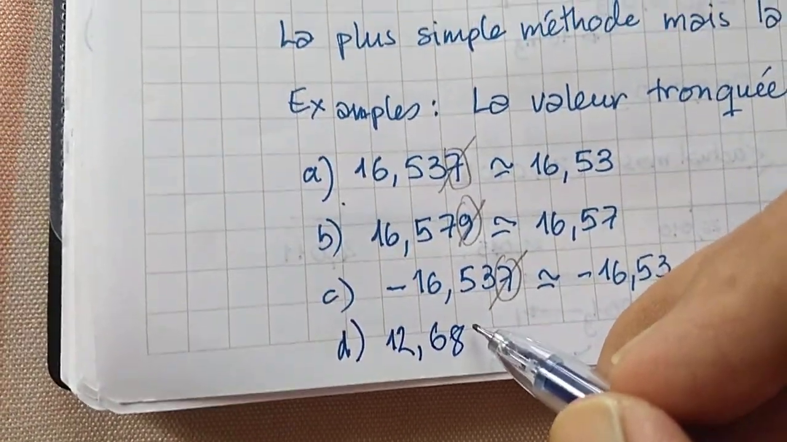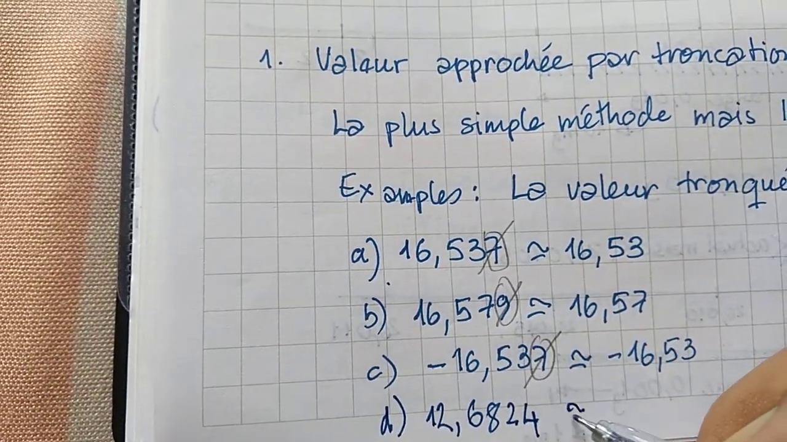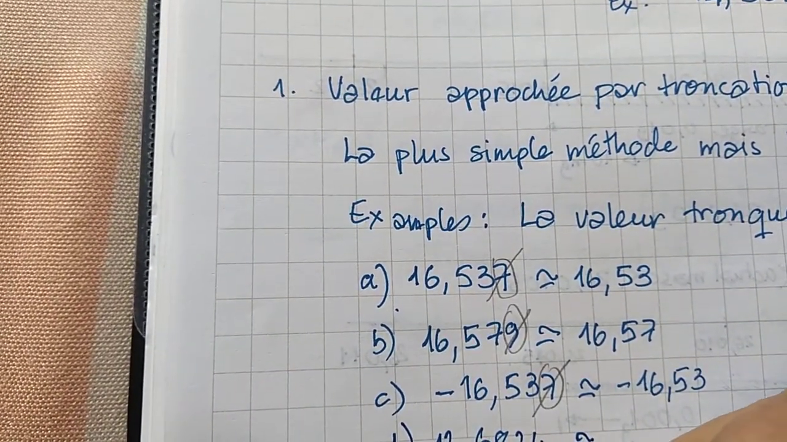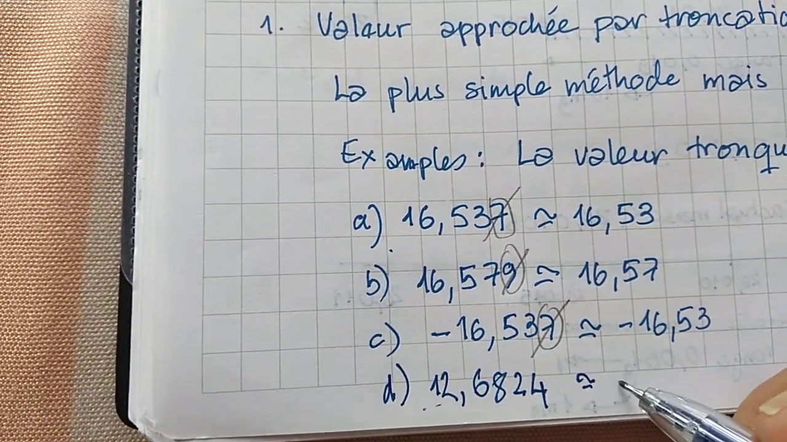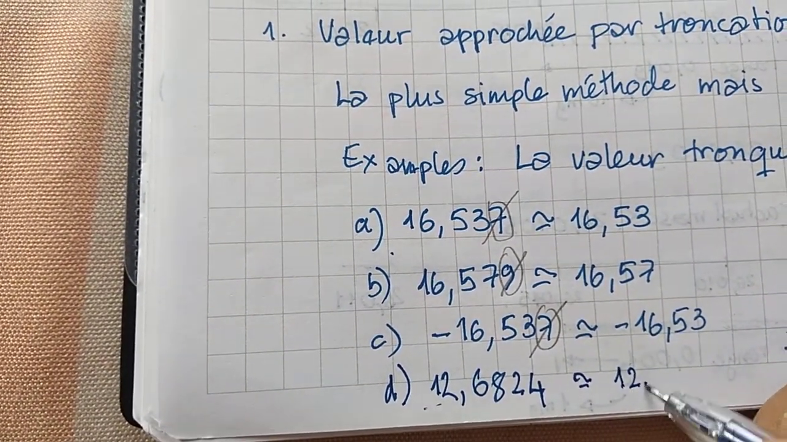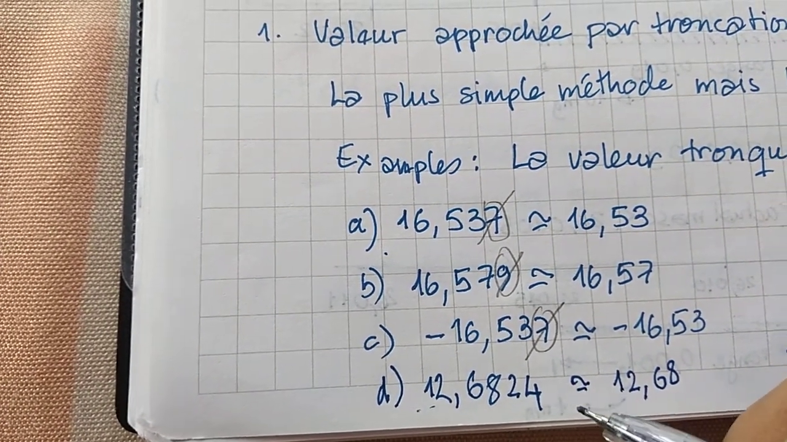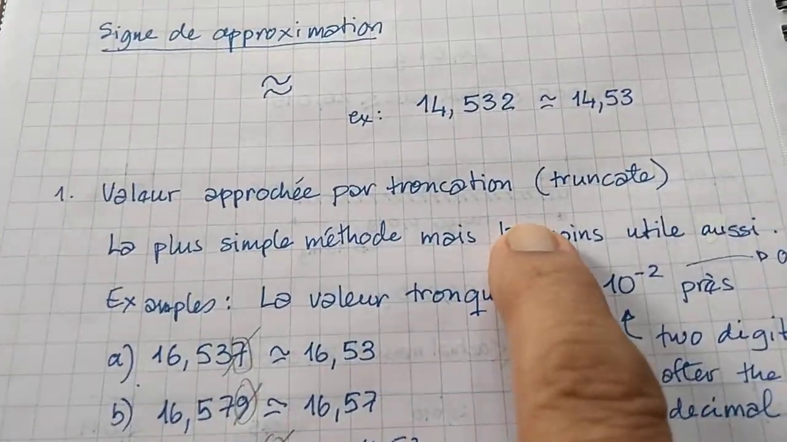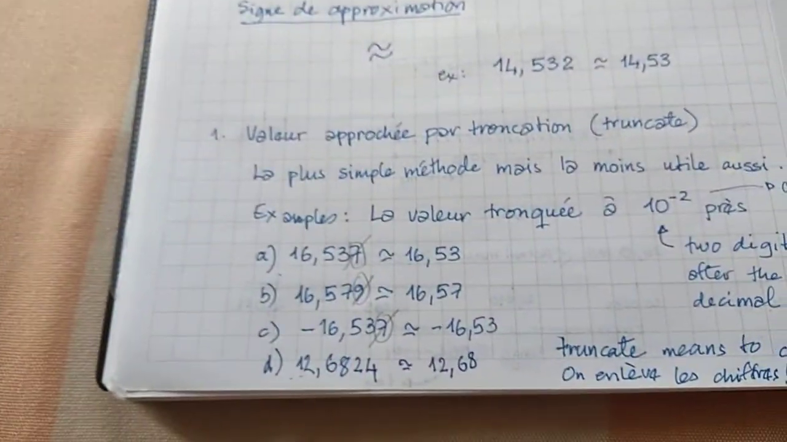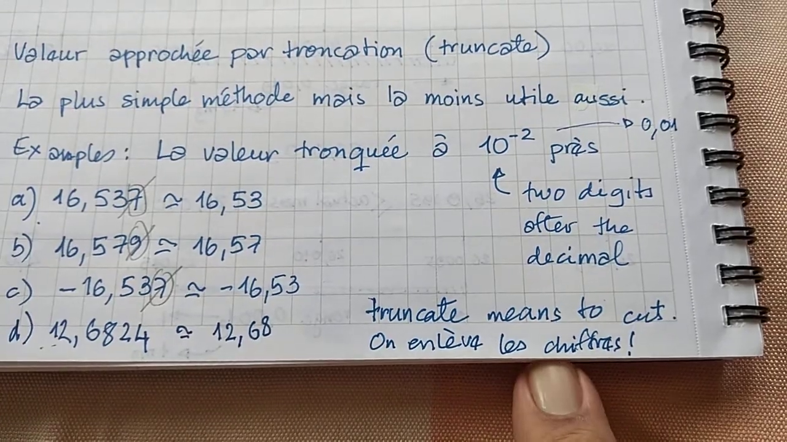What if I had 12.68, see, I cannot write very well while holding the phone. So I only want the first 2 digits after the decimal, so I can write is approximately equal to 12.68. I get rid of all the other digits. This is the simplest way of taking a valeur approchée par troncation. Truncate means chop. So you're chopping off all the extra digits. Truncate means to cut, enlève les chiffres.